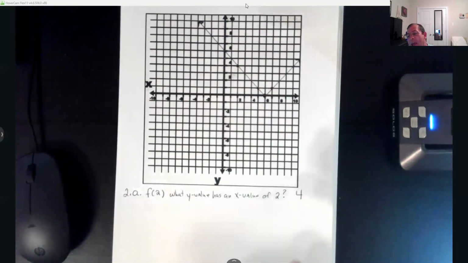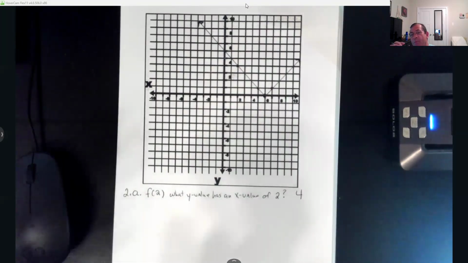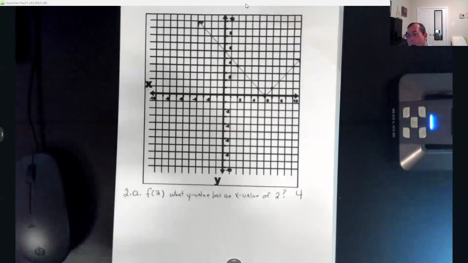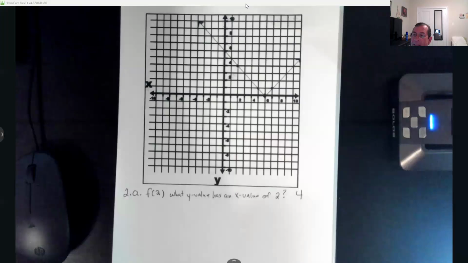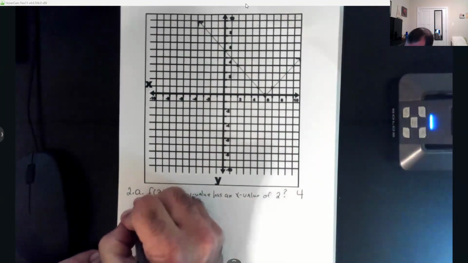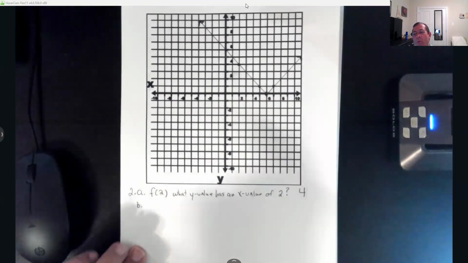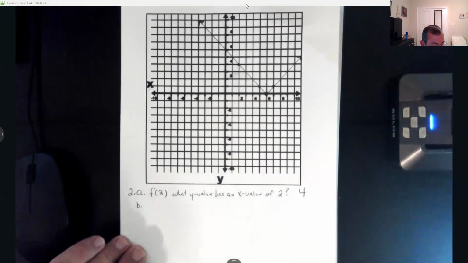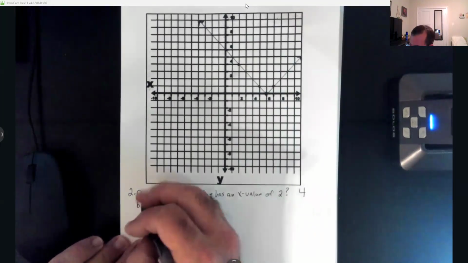Okay, so when they give you a graph, instead of plugging the numbers in and getting the y values, you're plugging the x's in and looking for the y values, okay? So what was next? They wanted the domain.